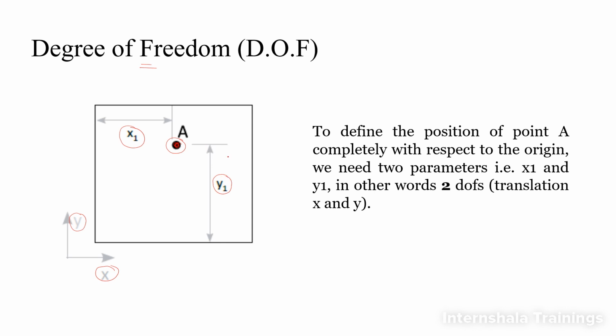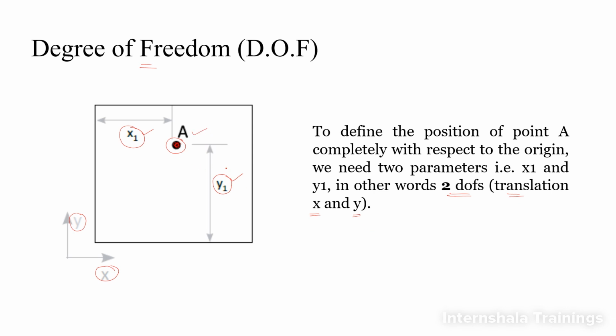So here, how many dimensions do I require to define the position of point A completely? 2 dimensions. One is the x1 and the other is the y1. So what is the degree of freedom of this particular system? It is nothing but a 2 degree of freedom system, or otherwise we have to specify 2 translations in x direction and y direction in order to completely define the position of point A.